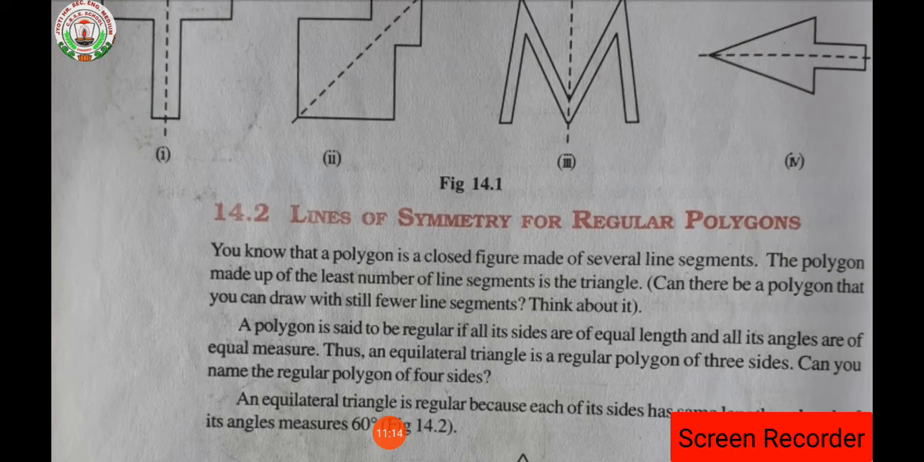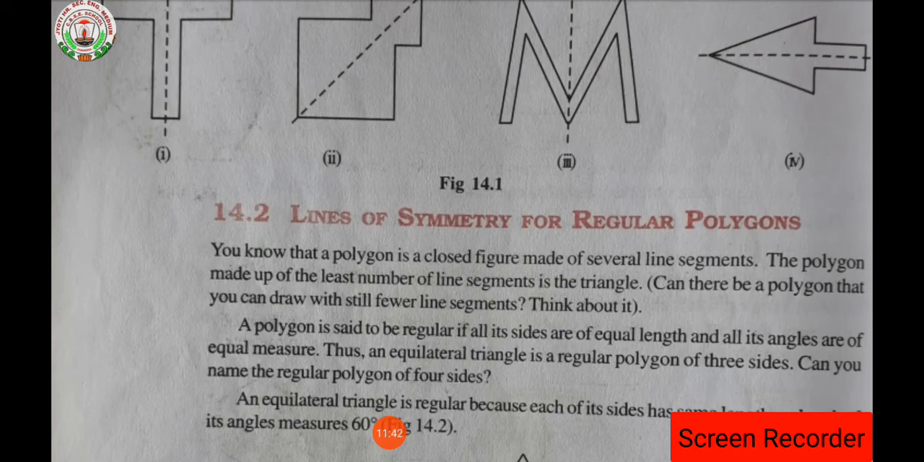Clear everyone? But in other figures, if we are talking about a square, rectangle, okay, a square is having 4 lines of symmetry, a rectangle is having 2 lines of symmetry. Like that the lines of symmetry depend. Okay, so here we are going to think: can there be a polygon that you can draw with still fewer lines of symmetry? Think about it. That means you have to think on your own. Can any other polygon have very few lines of symmetry?